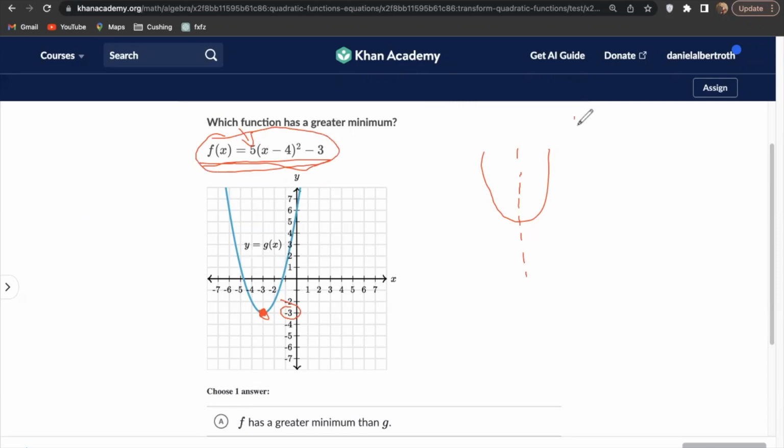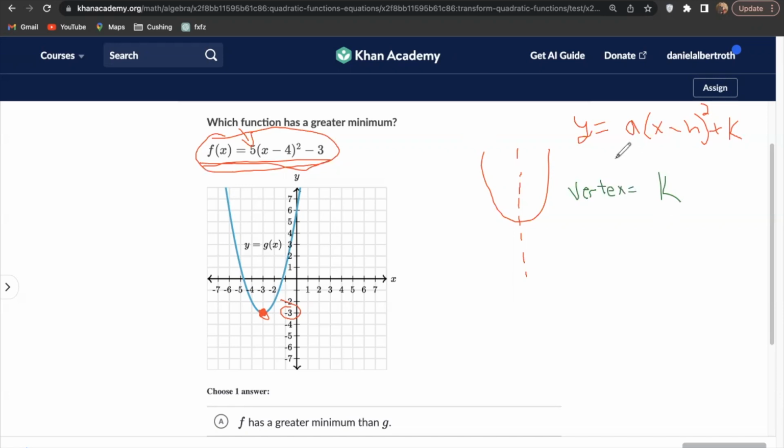Let me write that real quick. y equals a times x minus h squared plus k. This is vertex form, and you can see the videos to get more in depth on vertex form. But when you have vertex form, the y value is going to be k, and the x value is going to be h. This is the vertex.